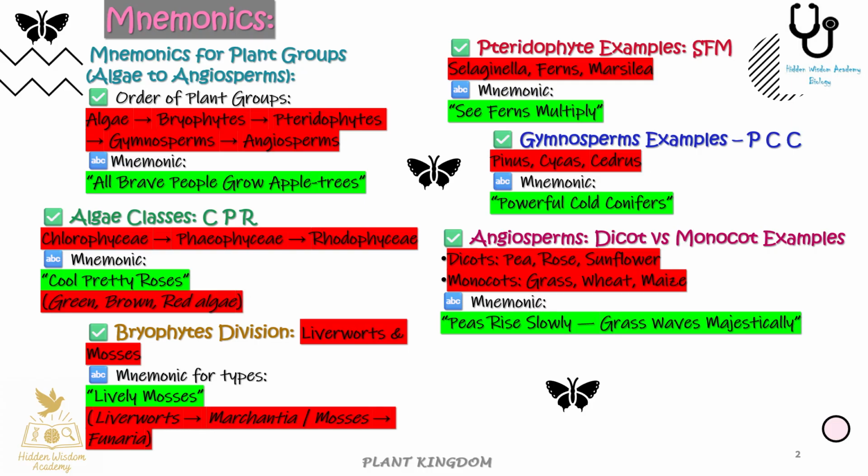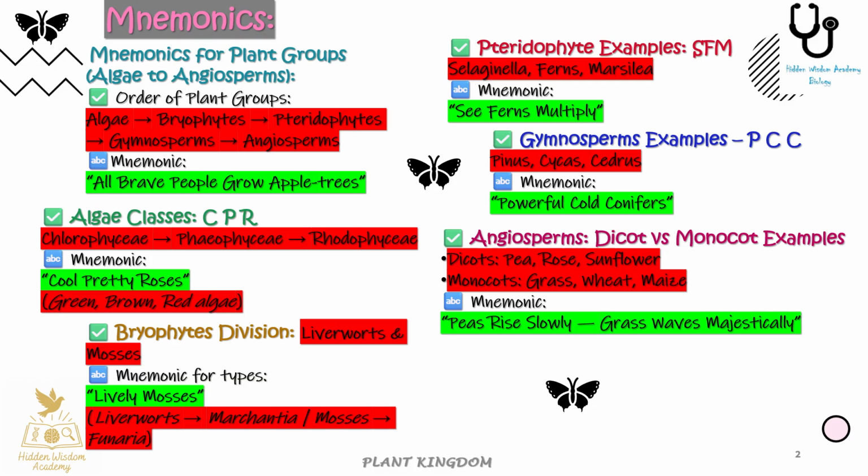Classes of algae, remember C, P, R. 1. Chlorophyceae, green algae. 2. Phaeophyceae, brown algae. 3. Rhodophyceae, red algae. Mnemonic: cool pretty roses. Bryophytes are divided into liverworts like Marchantia and mosses like Funaria.